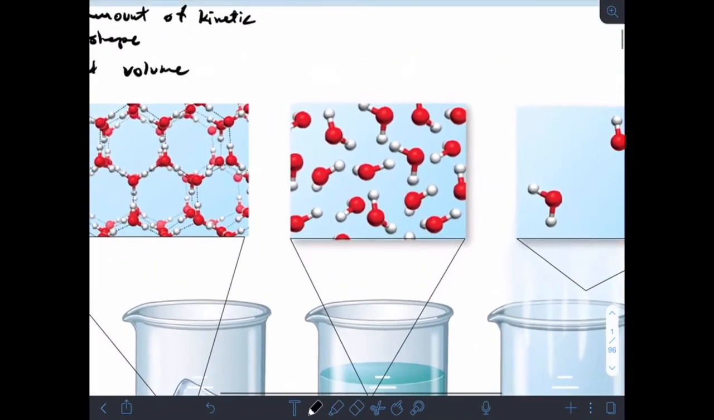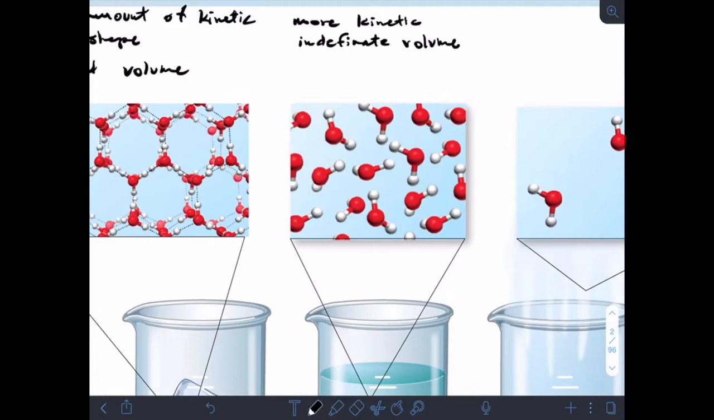The liquid has more kinetic energy because now the molecules are able to move around. Remember, kinetic energy is related to movement. So liquids have more kinetic energy, and because the molecules are allowed to slide past each other, we have an indefinite volume, which means that it takes the shape of its container, and we all sort of know that. Like, you put some water in a glass and it takes the shape of your glass. But the molecules still have to interact with each other. There's no space between the molecules.